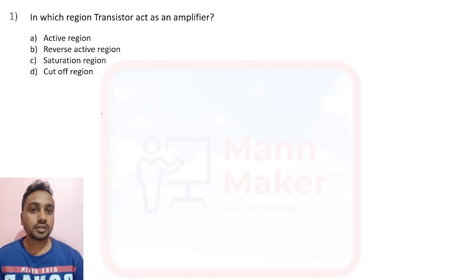Okay. So, we'll start from question number 1. In which region does a transistor act as an amplifier? So there are four types of region in a transistor.